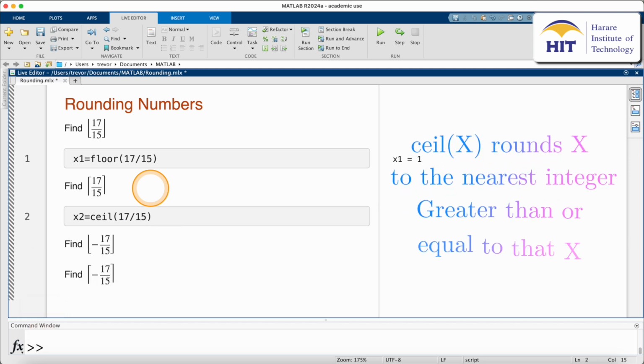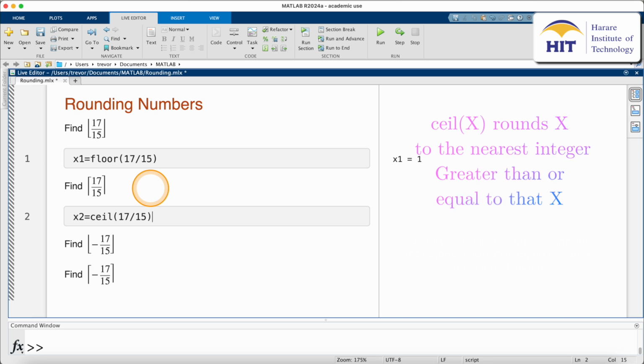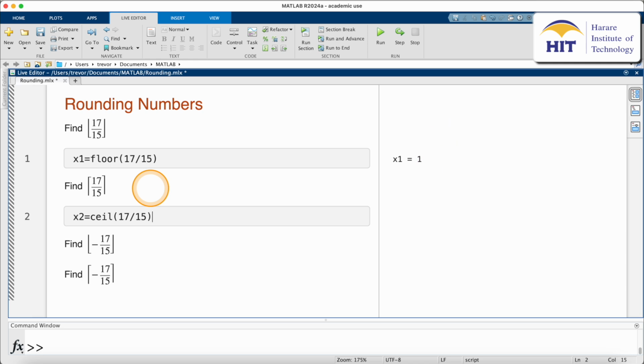What this syntax does is it rounds each number to the nearest integer greater than or equal to that number. So we are finding the ceiling value of 17 divided by 15. I can go on and run, and we have the ceiling value of 17 divided by 15. It gives us a 2. Now go on to this one here.